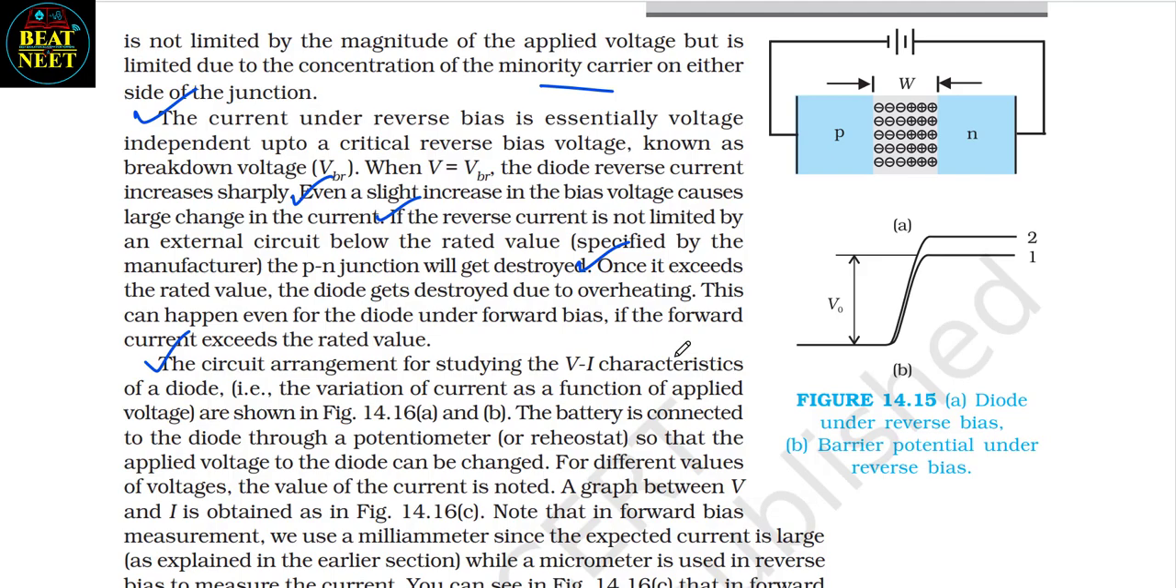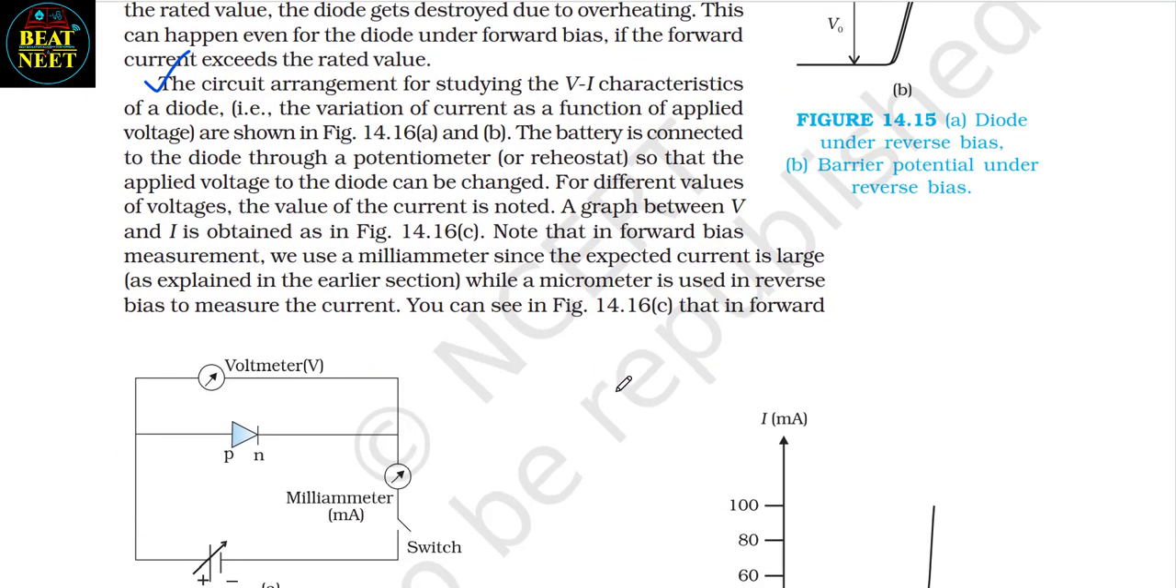The circuit arrangement for studying the VI characteristics of a diode, that is, the variation of current as a function of applied voltage, is shown in figure 14.16 a and b. The battery is connected to the diode through a potentiometer so that the applied voltage to the diode can be changed. For different values of voltage, the value of current is noted. A graph between V and I is obtained as in figure 14.16c.